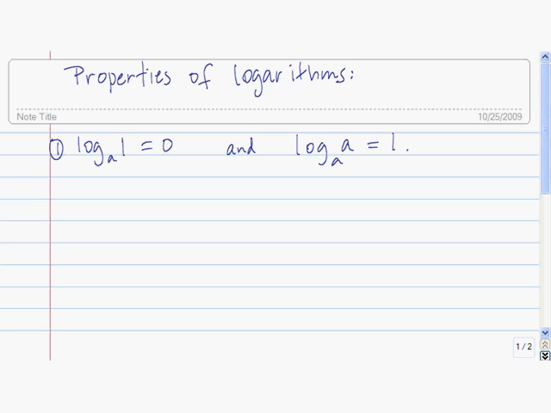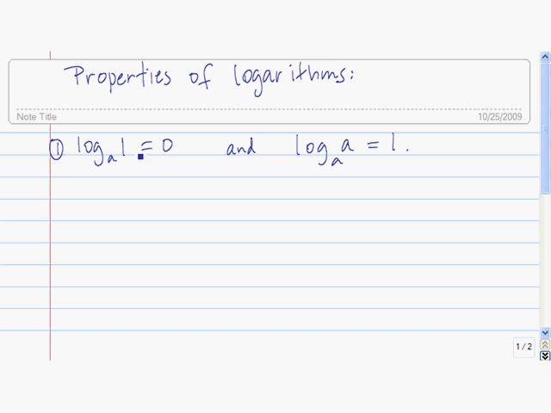Here I'm going to talk about the properties of logarithms. These are important because they really help us when we need to solve different types of problems involving logarithms. In the first case, let a be a number that's greater than 0 and not equal to 1, and that way we can talk about it being the base of a logarithm.